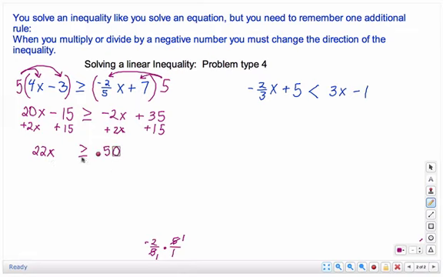Now we're going to divide both sides by 22, and that's a positive number, so the direction of the inequality stays the same. We get 50 over 22. Now 50 and 22 are both even numbers, so we can divide them both by 2 to simplify. 50 divided by 2 is 25. 22 divided by 2 is 11. So x is greater than or equal to 25 over 11.